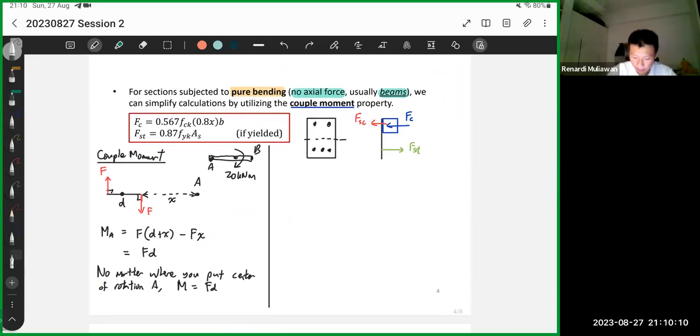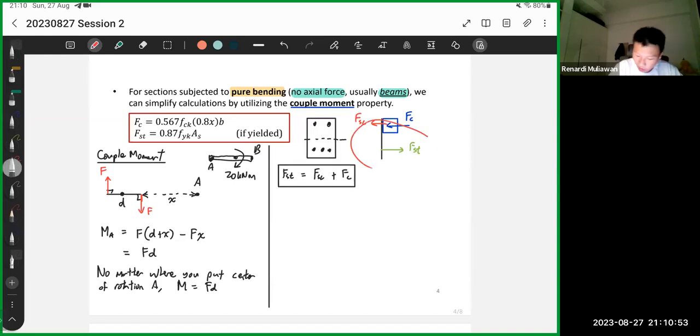First things first, the force is actually balanced. So FST is FSC plus FC. So the tension by the bottom steel is equal to the compression of the top steel plus the concrete. This is just the basic force equals zero thing. So if you notice, since there's no normal force, no actual axial force for pure bending, you can split this arrow into two. What two? Just FSC and FC, because FST is just the total of the two.